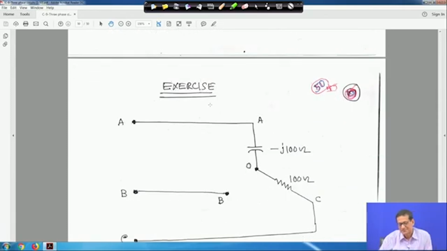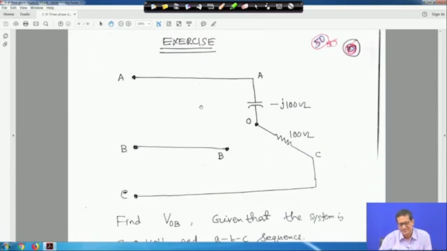So, with this, there is one exercise given; this problem I have got from some book. Suppose this phase ABC is suddenly opened. This is minus 100 ohm, this is 100 ohm, and all these things are given. You have to find out VOB, the open circuit voltage VOB.